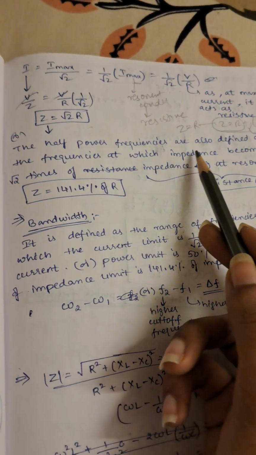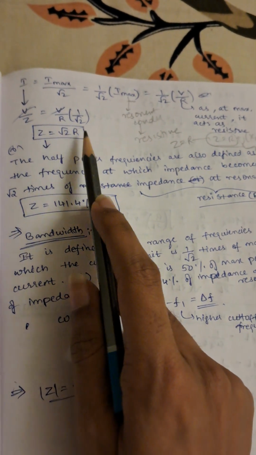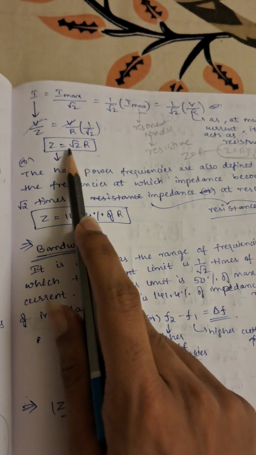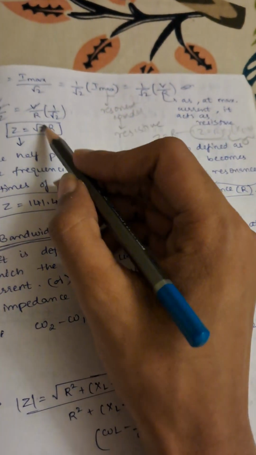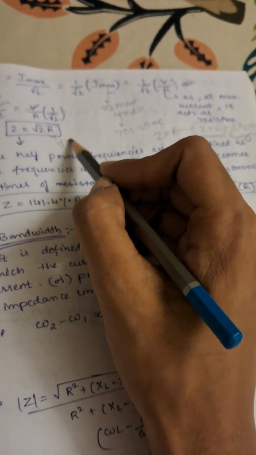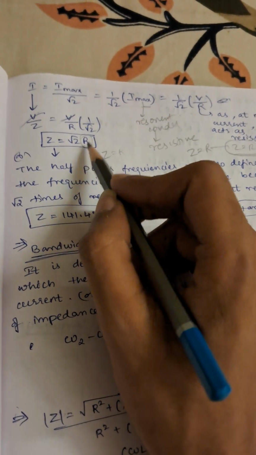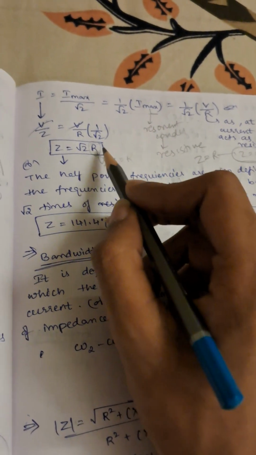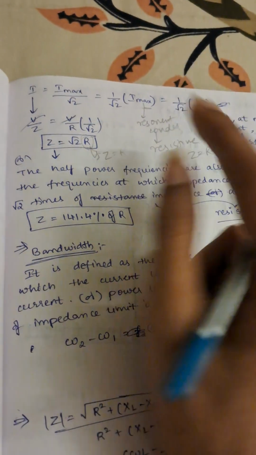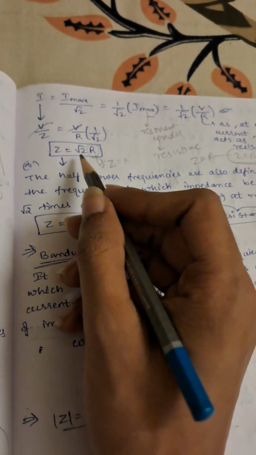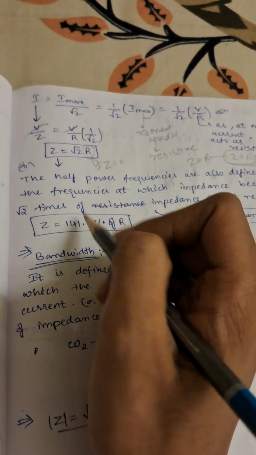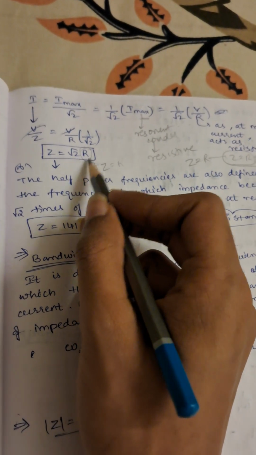So at these two frequencies, the frequencies at which the impedance becomes root 2 times of resistance, or root 2 times of impedance at resonance. Here R means impedance, Z is equal to R. This is Z only, but at resonant condition. So we can also name this R as impedance at resonance. The frequencies at which the impedance becomes root 2 times, or 141.4% of impedance at resonance, are named half power frequencies.